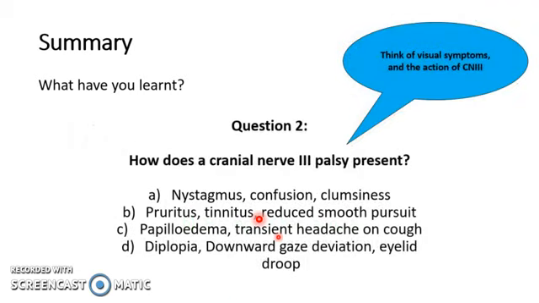So the next question. How does a cranial nerve 3 palsy present? Think of the visual symptoms and the action of cranial nerve 3. Would it be nystagmus, confusion, clumsiness, pruritus, tinnitus or a reduced smooth pursuit, papilledema, transient headache on cough, diplopia, downward gaze deviation and droop? So the answer is D. Again, remember, nerve 3, 3 major symptoms all beginning with the letter D. So diplopia, downward deviation, droop.